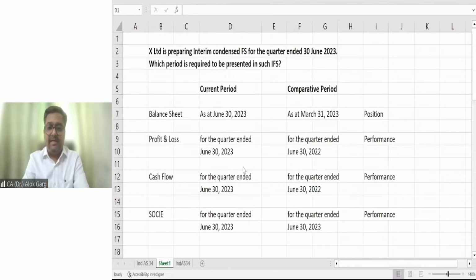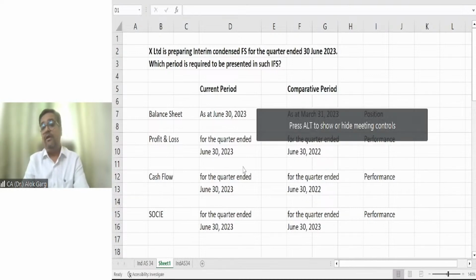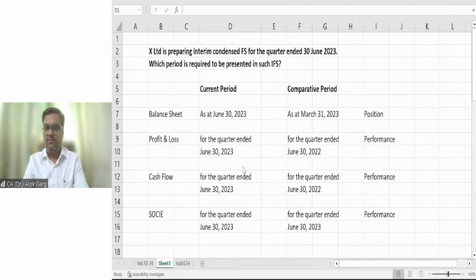Yes, ICAI study material is more than enough. Please practice from ICAI study material. Please practice from RTP. So this is more than enough, I would say. And let me tell you, if you understand the concept by heart, it doesn't matter where the question comes from, you will be able to crack that question.